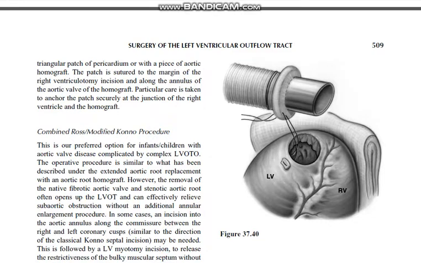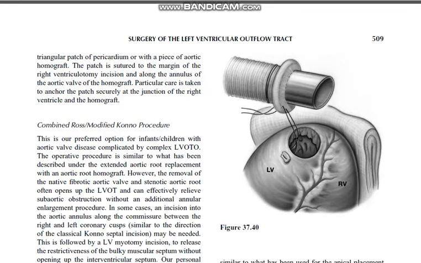This is our preferred option for infants and children with aortic valve disease complicated by complex LVOTO. And this topic we will discuss in the next part.